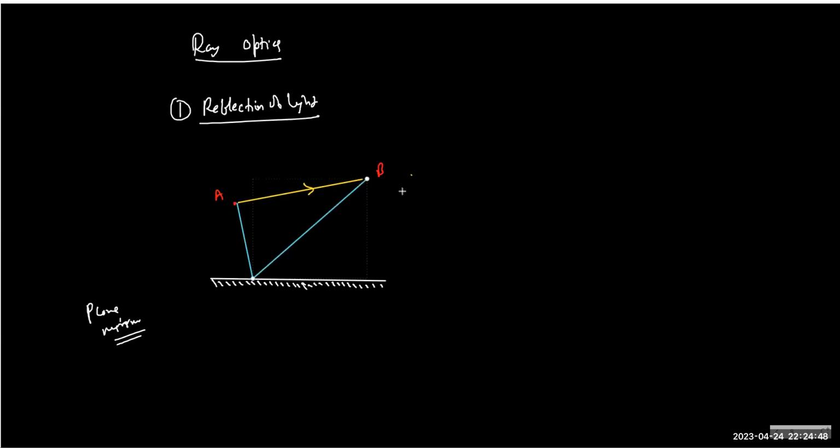But to hit the surface and go to point B, how many paths are possible? Infinite paths. Then what path will light choose? The path which takes the least time. So what do we call this? Fermat's principle of least time.